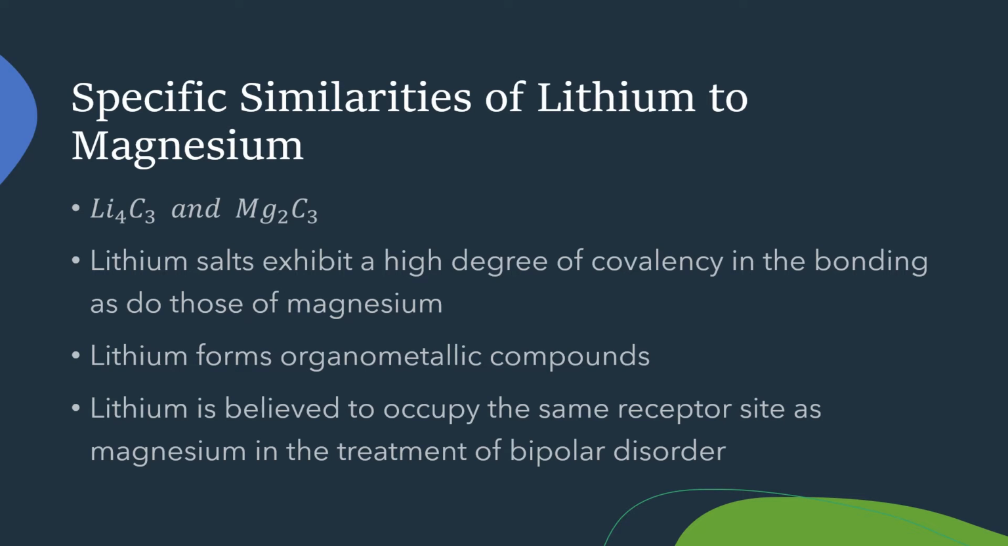As with the nitrides, the formation of tricarbides can be interpreted in terms of stabilization by higher charge density cations. The covalent behavior can also be explained as a result of lithium and magnesium being higher charge density cations than the other members of their respective groups.